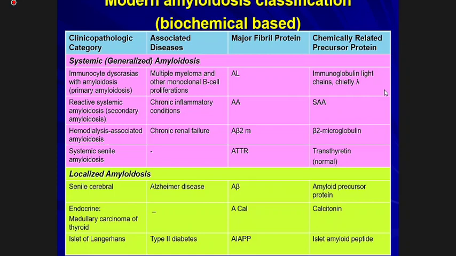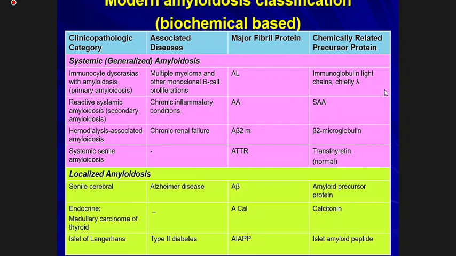first, what we mentioned earlier, multiple myeloma. This is due to immunocyte dyscrasias, which can occur in multiple myeloma or any other monoclonal B cell proliferations. The most common one is multiple myeloma. You'll find later there are also other types of monoclonal B cell proliferation which don't fit the diagnosis of multiple myeloma, but because of this monoclonal B cell proliferation, they can form amyloidosis.